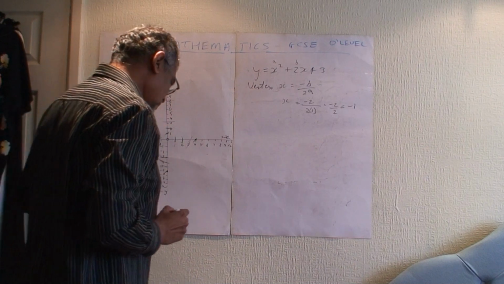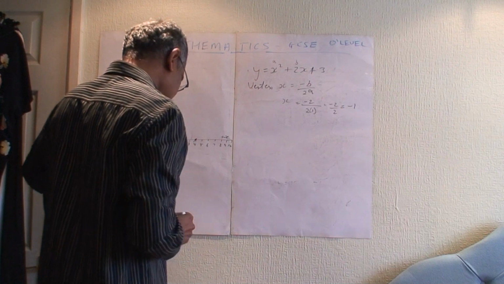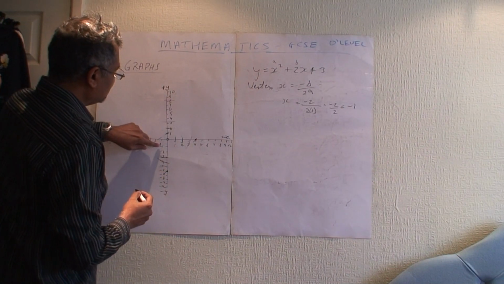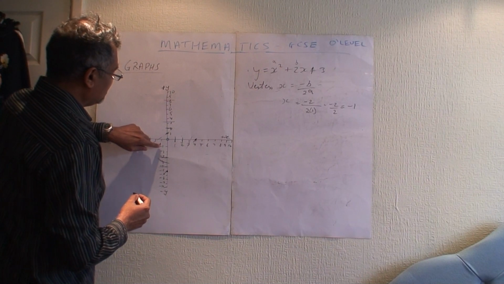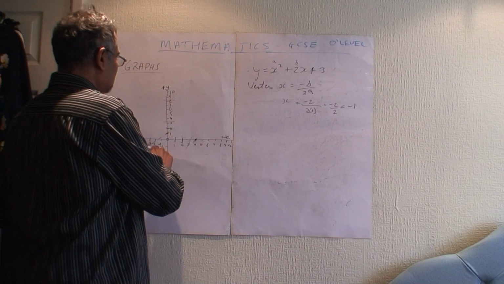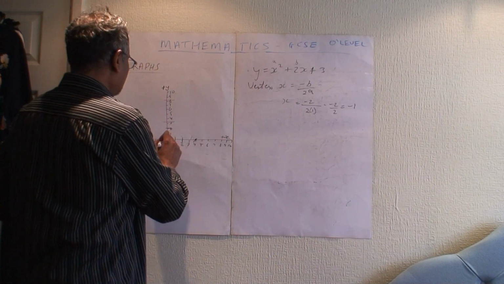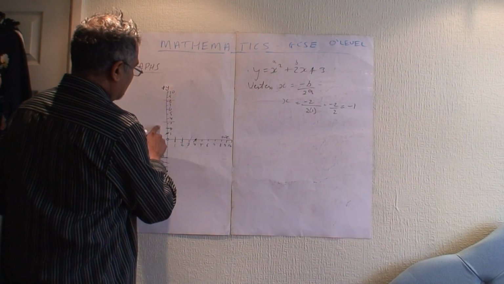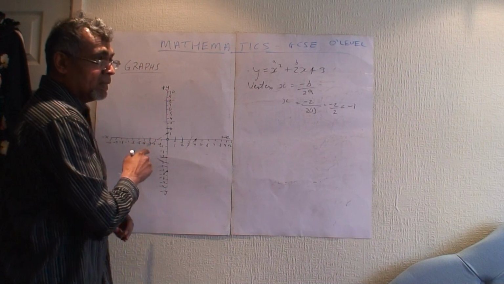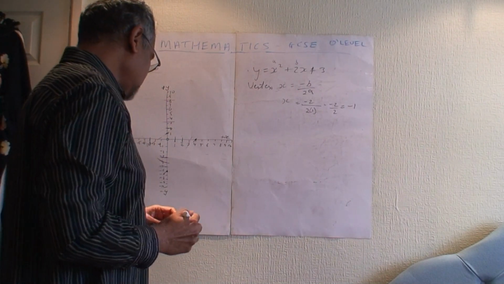So the vertex is somewhere along here, we don't know, but it's supposed to be just along the minus 1. It could be any point there, just over the minus 1. We still don't know, we still need to work out the rest of it.